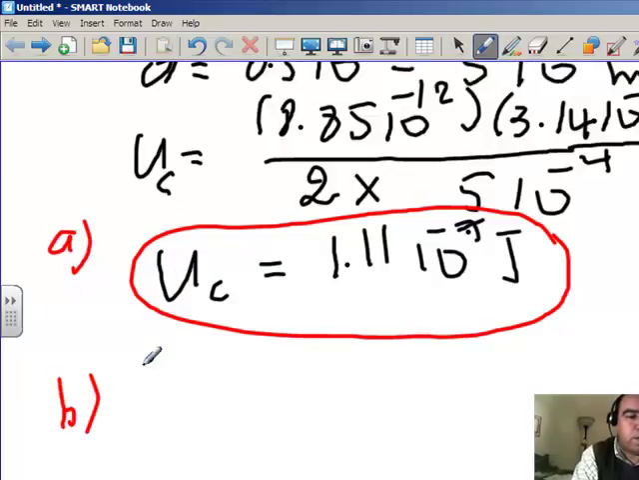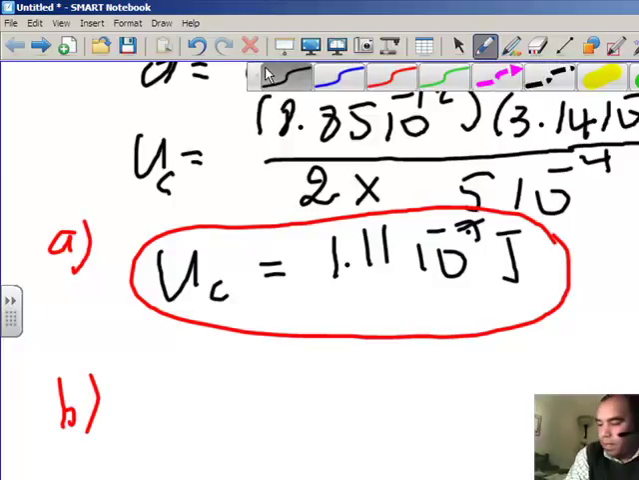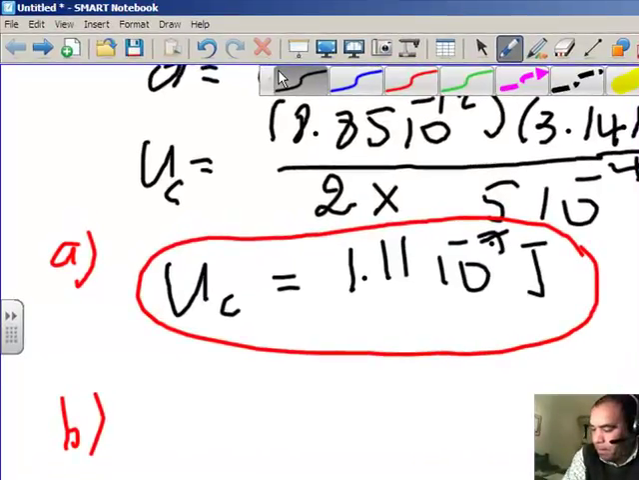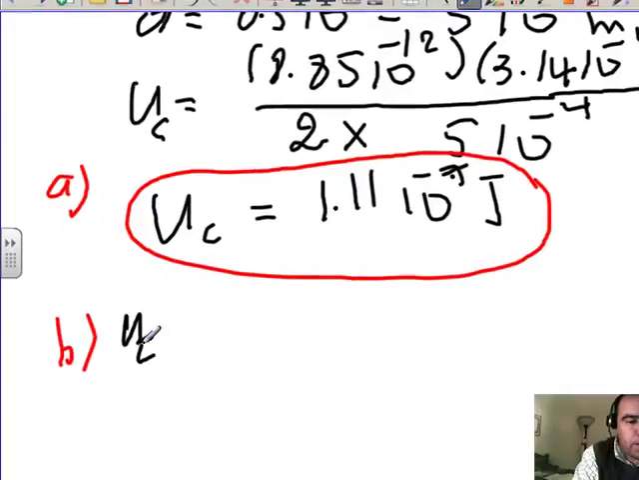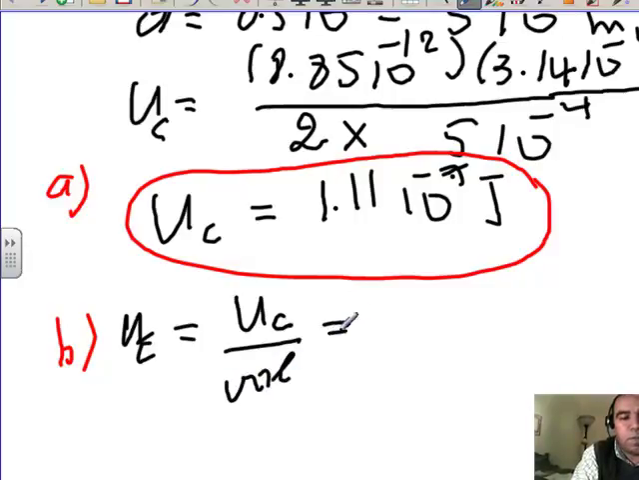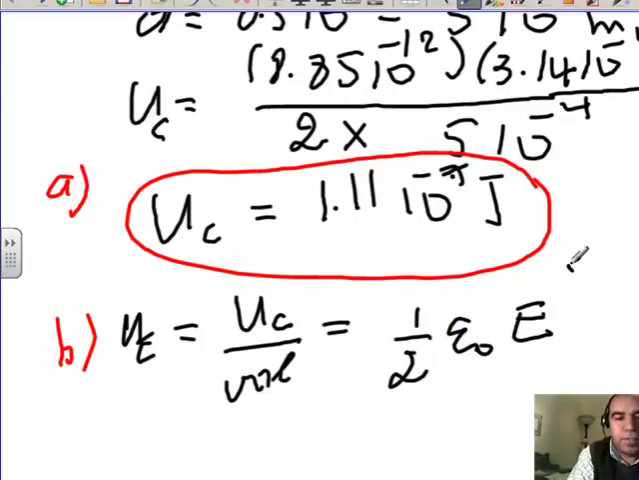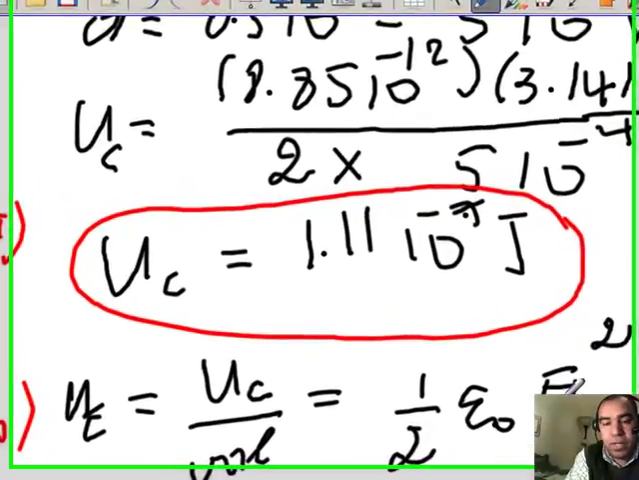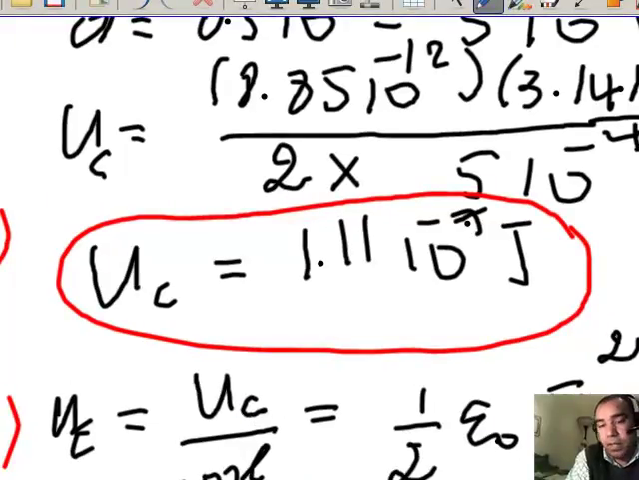Now let's answer B. Question B is to find the energy density. I'm going to call it UE like this. Well, it is actually the energy stored in the capacitor per unit volume. That means we divide by AD. So that energy density is equal to half epsilon 0 E squared. The very important equation. We are going to find the parallel to this in magnetism. Very important, the energy in terms of the field.